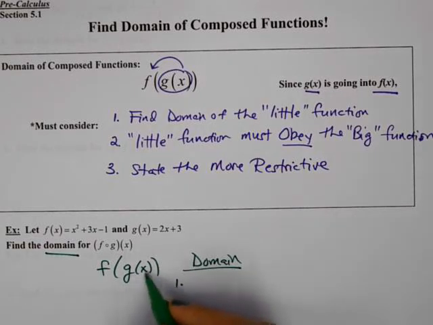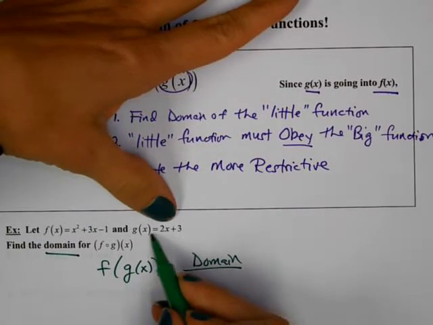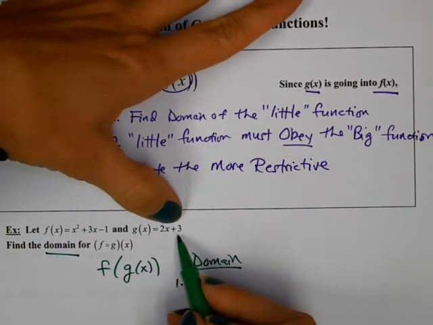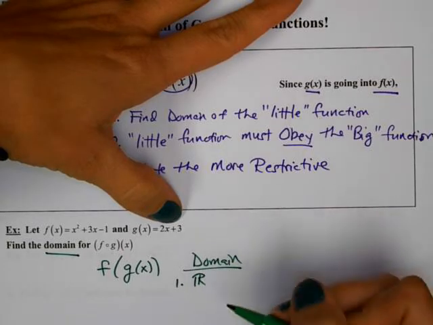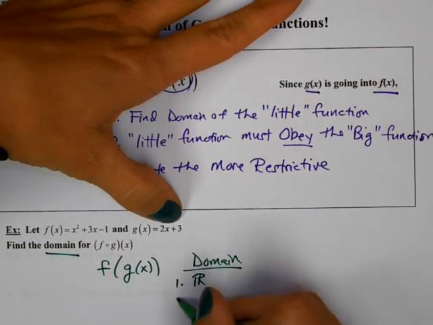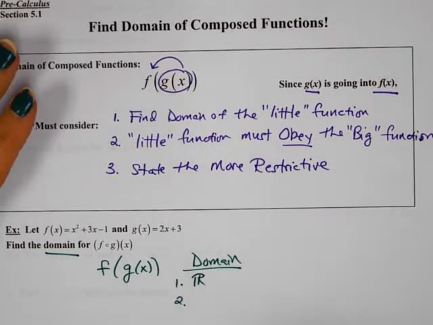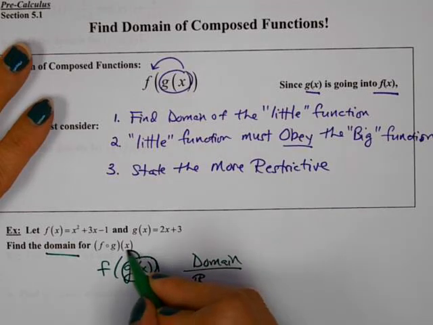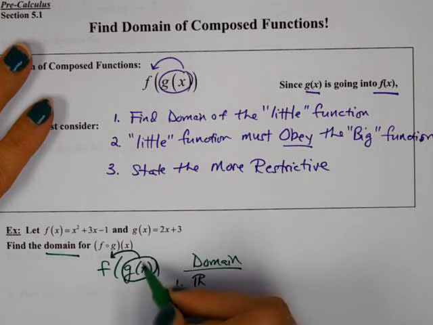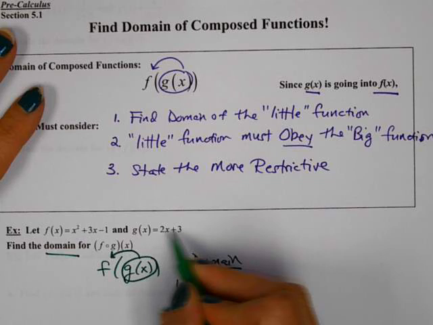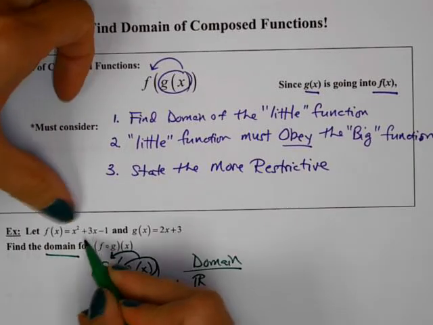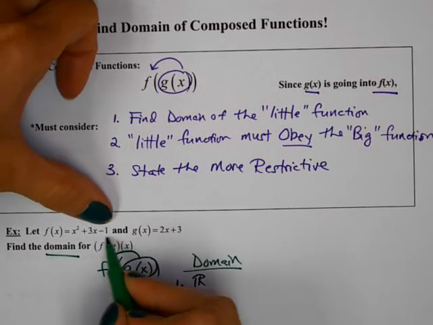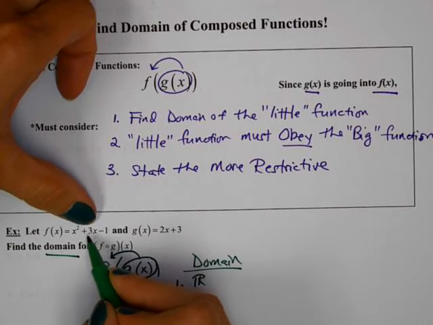So let's take a look at g. G will allow all real numbers. Okay, that's good. Now step two, here's the tricky part. The g function goes into f. And so g has to make sure he obeys that. Okay, g, get ready. What does f say? The domain for f? Oh, there's no restrictions here. F will allow all reals.